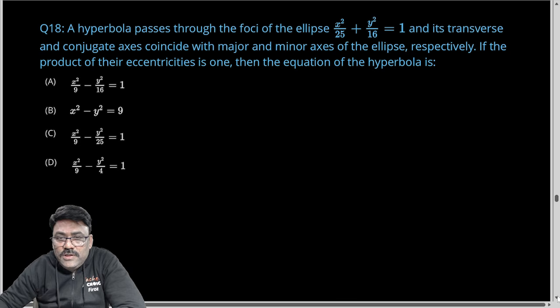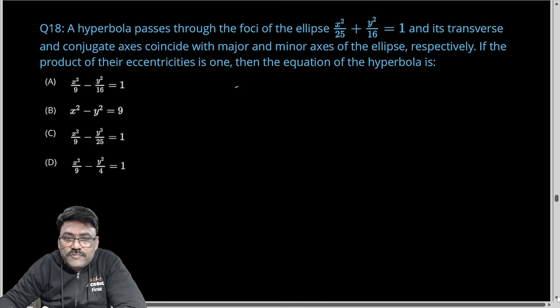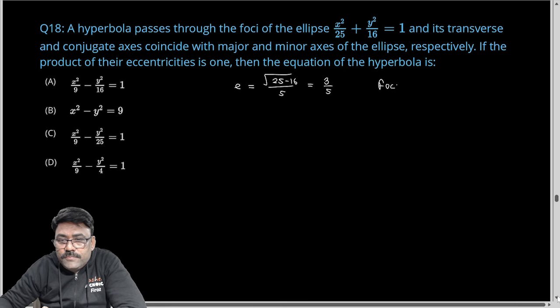So see, for the ellipse first, for the ellipse you can see that it is x square over a square plus y square over b square is equal to 1. So if I find the eccentricity of this ellipse first, so it is under root a square minus b square over a. So 3 by 5. So foci will be what? Foci will be plus minus a comma 0. So foci are plus minus 3 comma 0.